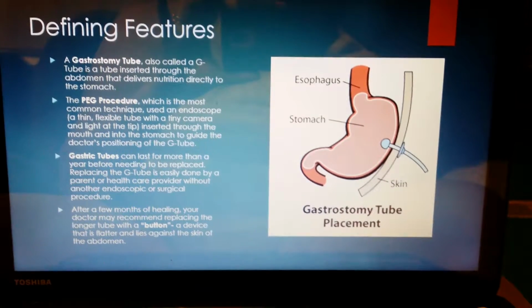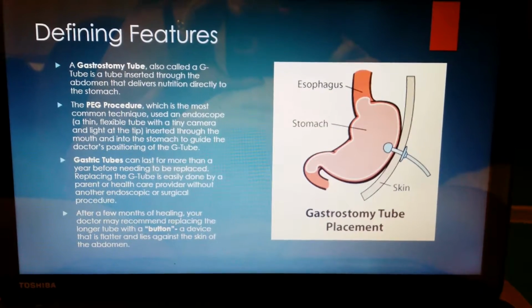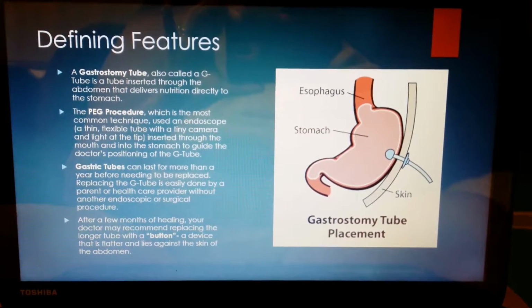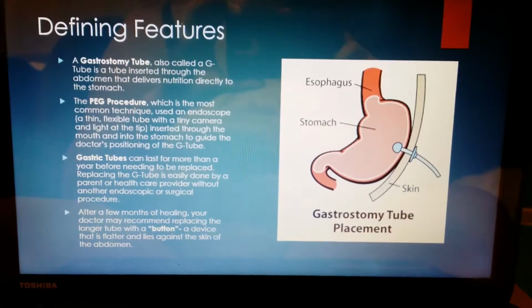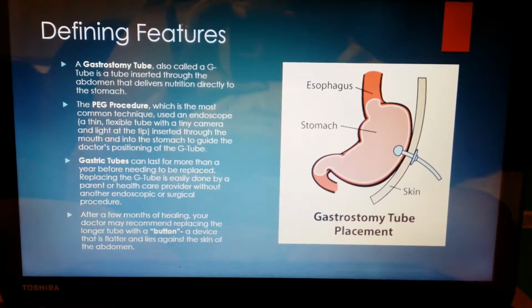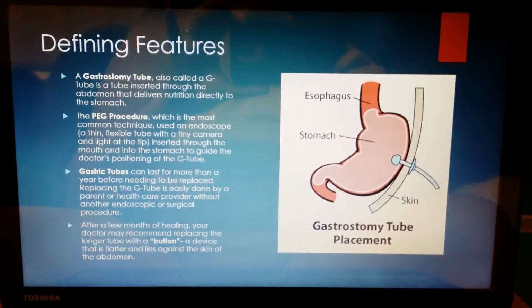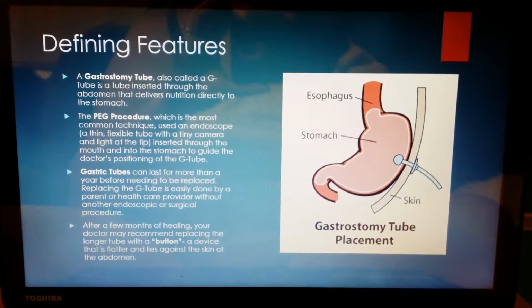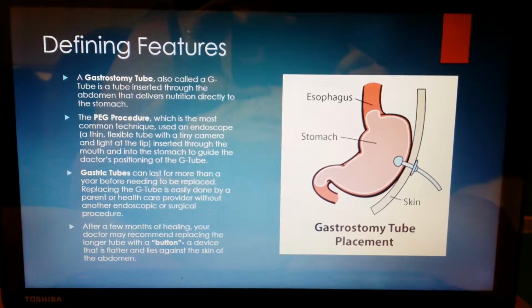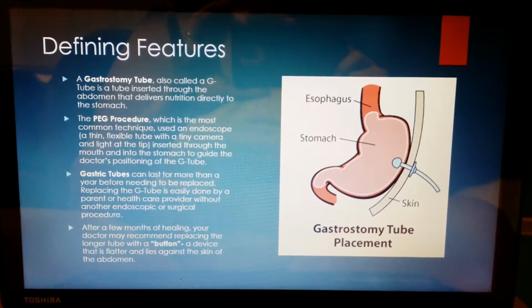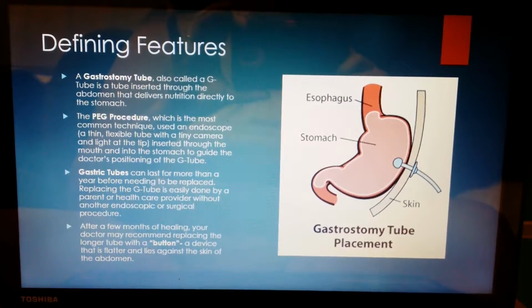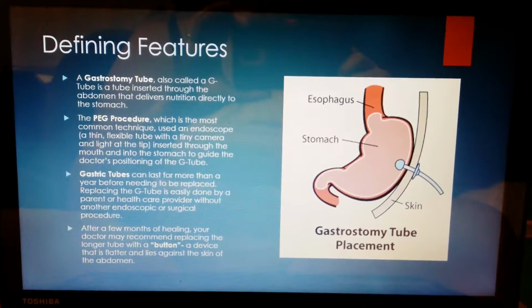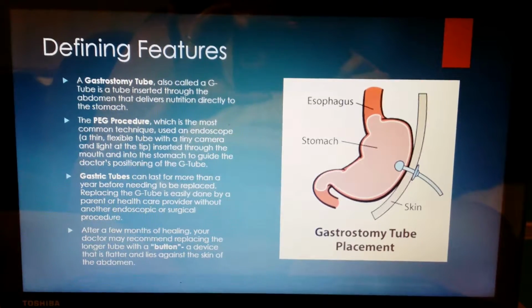Defining features. A gastrostomy tube, also called a G-tube, is a tube inserted through the abdomen that delivers nutrition directly to the stomach. The PEG procedure, which is the most common technique, uses an endoscope, a thin, flexible tube with a tiny camera and light at the tip, inserted through the mouth and into the stomach to guide the doctor's positioning of the G-tube. Gastric tubes can last for more than a year before needing to be replaced.